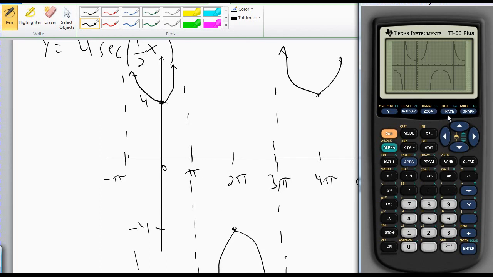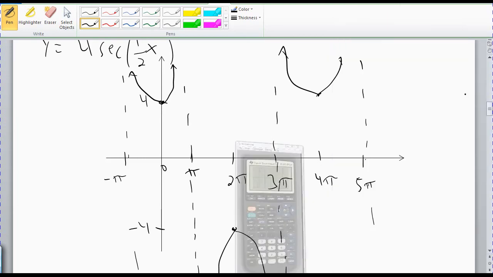And so let's just confirm some things. At 0, we have our 4. Pi is the same as 180 degrees. We get nothing, undefined. 2 pi is 2 times 180, which is 360. And you see that nice negative 4 flashing. And if you want to, you can do even 90. And you see it's up here, and that's why the curve goes up that way. So it just confirms what we drew on paper.